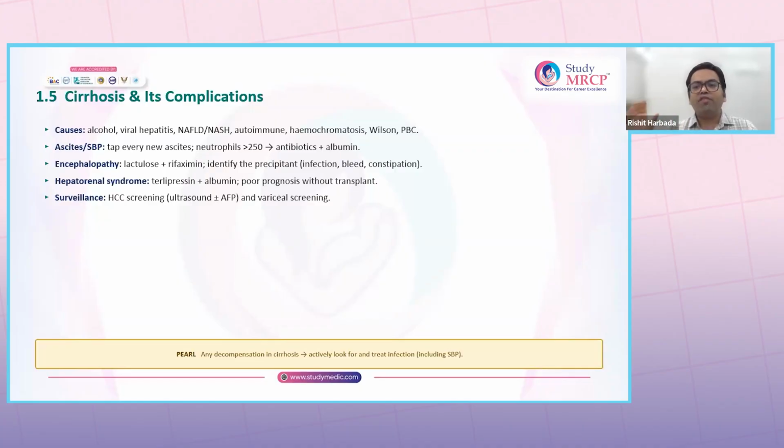So hepatorenal syndrome is a functional renal affection which happens in patients with cirrhosis because there is hepatic vasodilatation, so there is a renal vasoconstriction. It has a very, very poor prognosis, and patients usually die within 6 months of diagnosis. The treatment of hepatorenal syndrome is terlipressin and albumin. And surveillance of these patients is very, very important by doing the screening of cirrhosis.